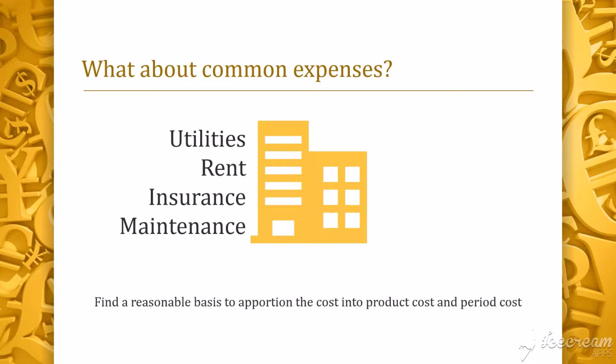One good basis to apportion the cost is based on floor area. So the company could estimate the floor area of the factory and the floor area of the office, retail shop, or parts of the building not used as a factory, and apportion the cost accordingly. So let's say 25% of the building's floor area is used as a factory. That means 25% of the common cost incurred on the building as a whole is recognized as a product cost. The remaining 75% of the common cost is recognized as a period cost.